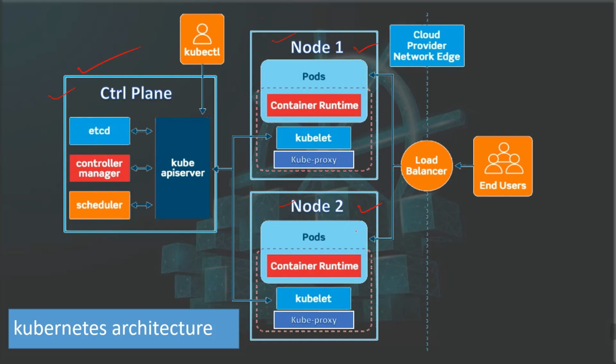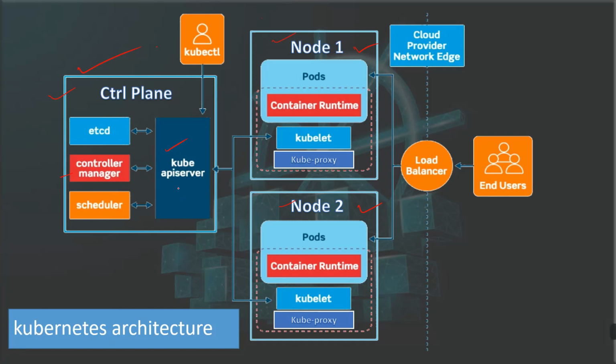In the control plane, we have four components: kube API server, etcd, controller manager, and scheduler. The controller manager manages the actual state and the desired state. And the user directly accesses the kube API server, where the user writes the manifest file. Through the kube API server, the user can directly communicate with the cluster using the manifest file.